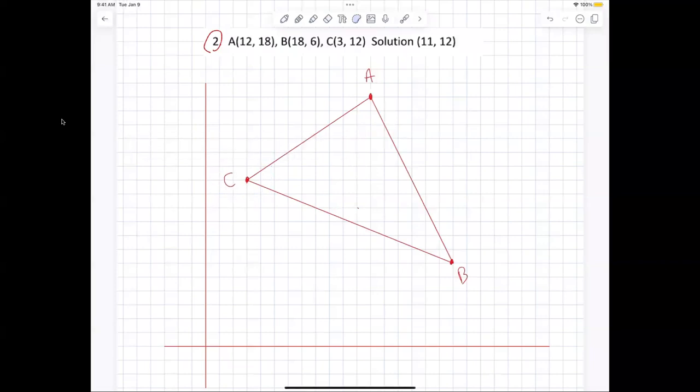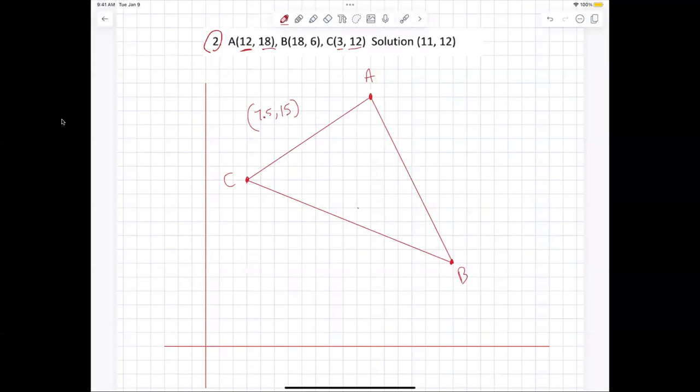Much better. Okay, so now let's find the midpoint of AC. All right, so medians, midpoint. If you don't know the midpoint, you can't do the problem. Midpoint, middle. So what's the midpoint of AC? Well, we can just take A and C. 12 and 3. What's 12 plus 3? 15 divided by 2. So 7.5 comma 18 plus 12 divided by 2. 15. 7.5 and 15.